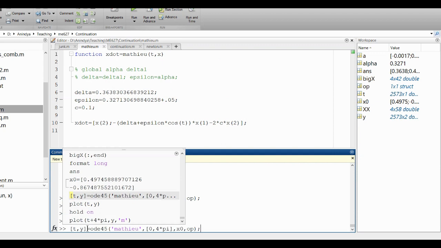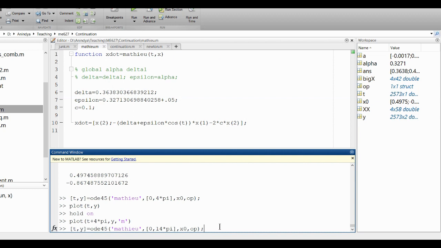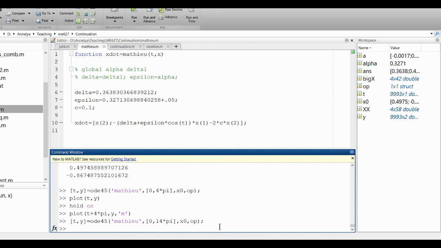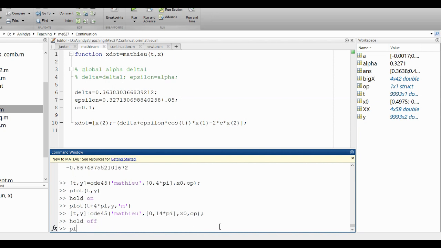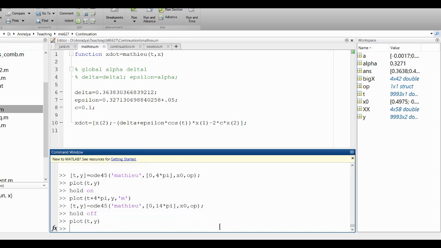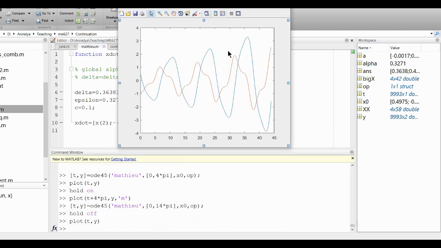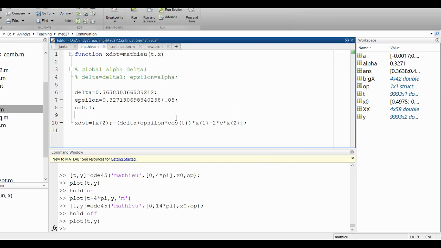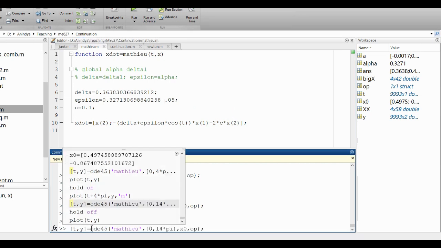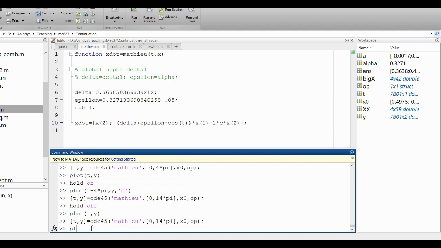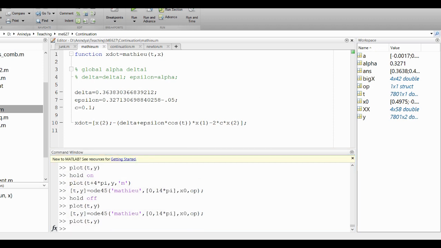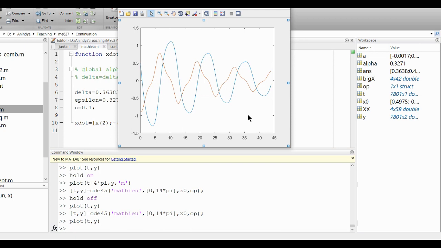Now let me start it with the same initial condition, but go for a few more periods and hold off and plot. And you see it is growing. It's unstable, right? Similarly, if I go minus 0.05, then I am in the stable region. And now it is decaying. So that is the solution we found is on the stability boundary.